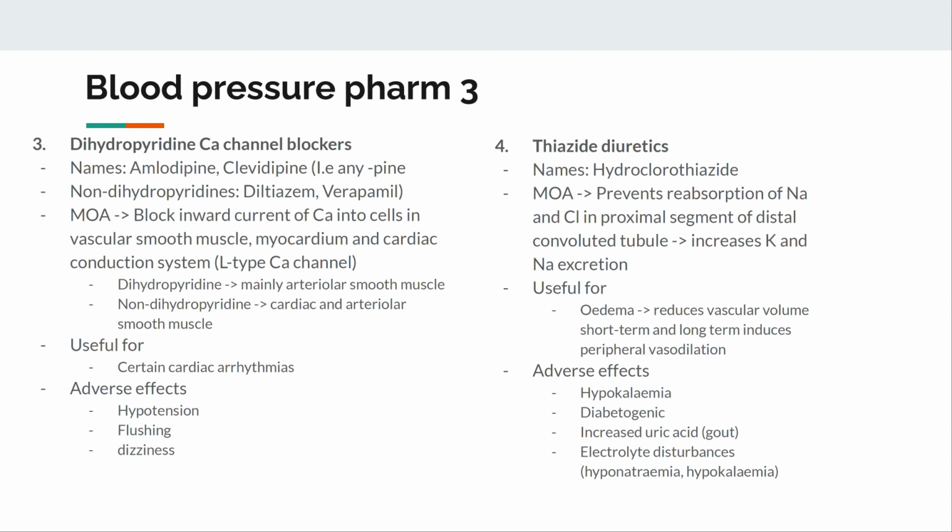The adverse side effect, however, is they can cause hypokalemia because you're getting rid of potassium. They can be diabetogenic because they can reduce the vascular volume so much that it actually increases your glucose concentration. And they can also increase uric acid. So for gout, they can be a bit dangerous because you're losing vascular volume, you're going to increase the concentration of uric acid there. And you can also get electrolyte disturbances, as I mentioned, with hypokalemia, and you can also get hyponatremia, so loss of sodium.